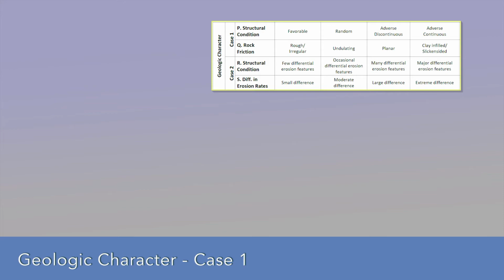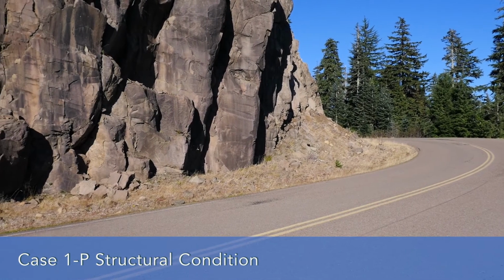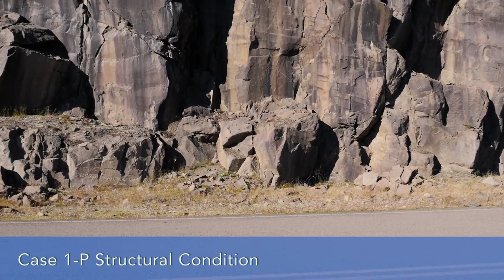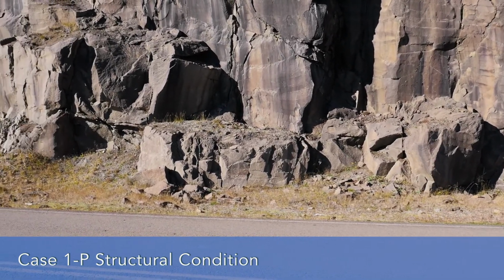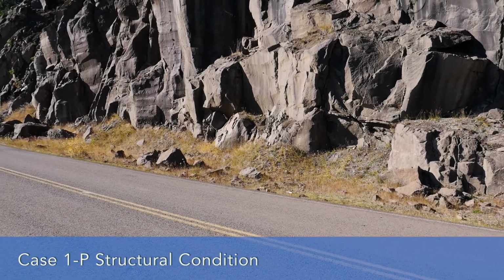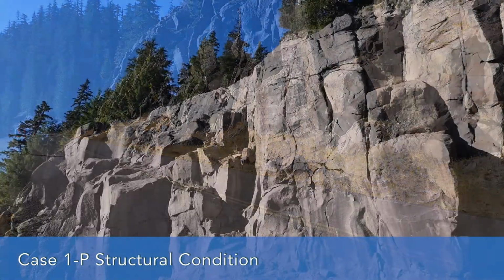Categories P and Q, structural condition and rock friction, are the first 2 rating categories for Case 1. Rockfall from Case 1 slopes occurs as a result of movement along the discontinuities. P, Case 1, structural condition. Movement occurs along these joints where the resistance to movement is significantly less than the intact strength of the rock itself. When the joints are oriented adversely to the slope, the potential for rockfall is greater.